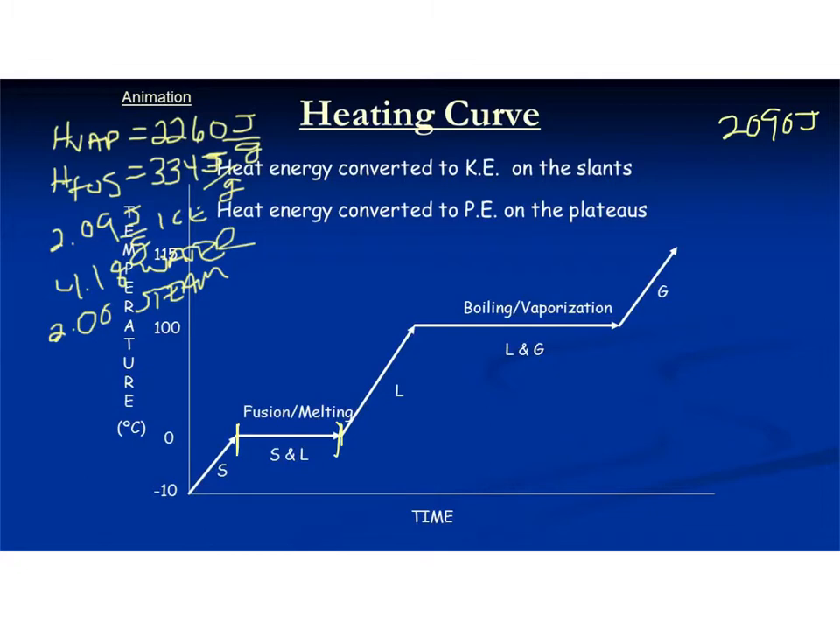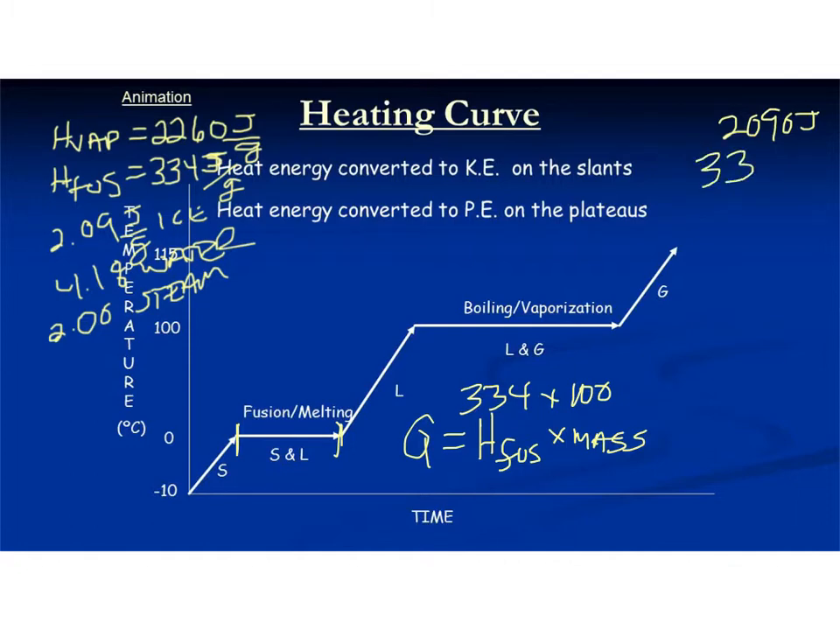Now, this is a different equation. It's going to be Q equals the heat of fusion times the mass. And so that's going to be equal to 334 times 100, which will be equal to 33,400 joules. So far we've got section 1 and section 2 done.